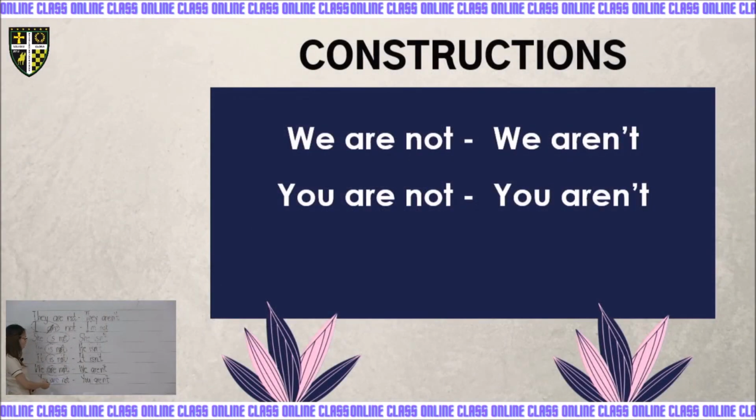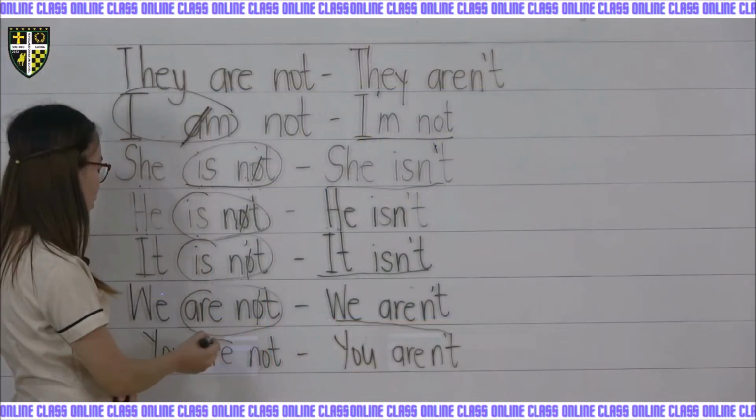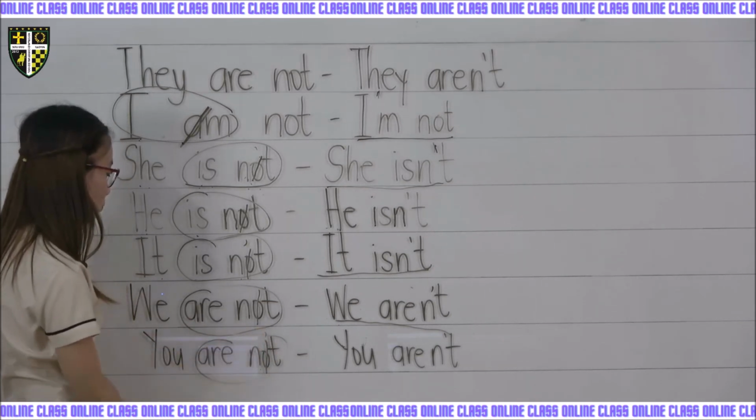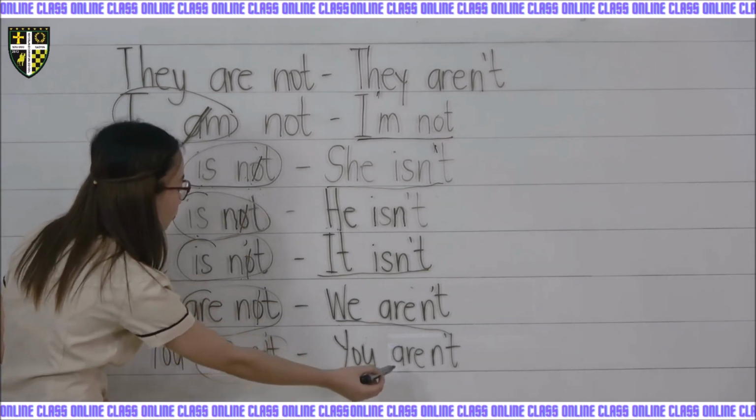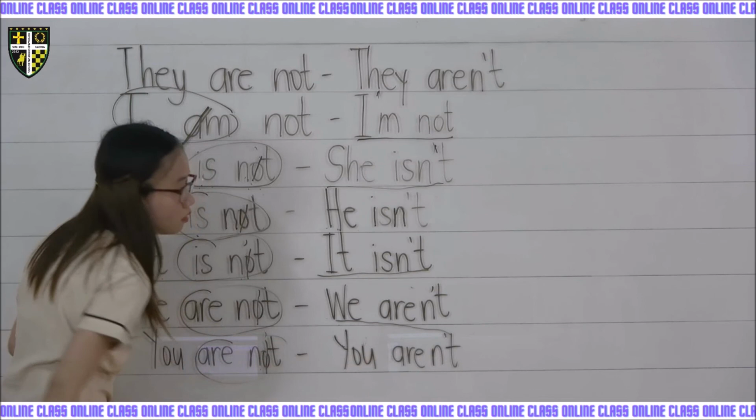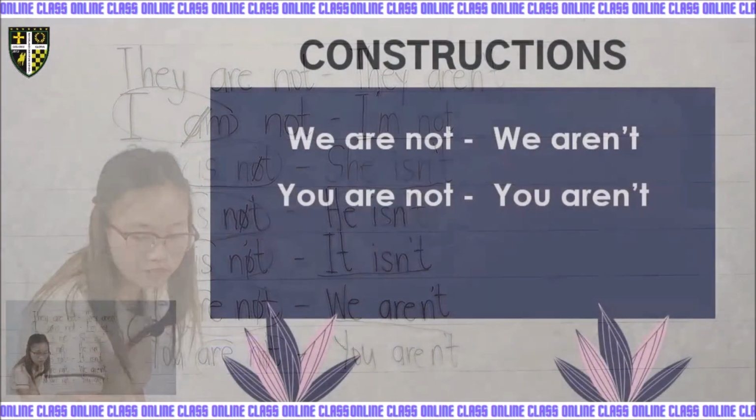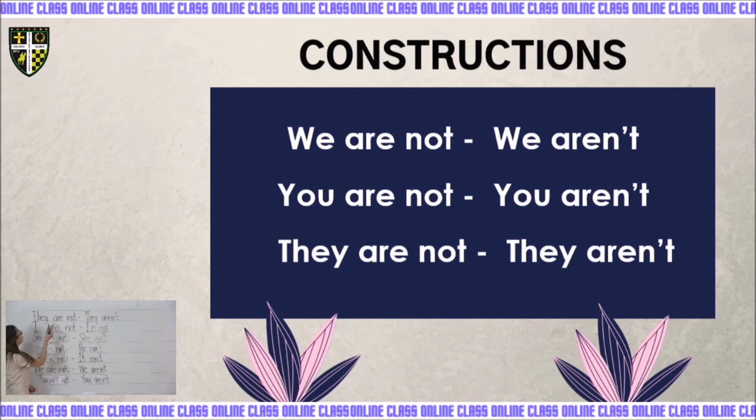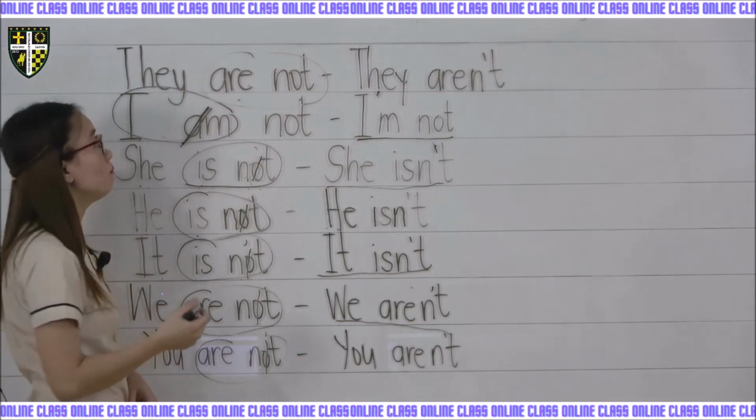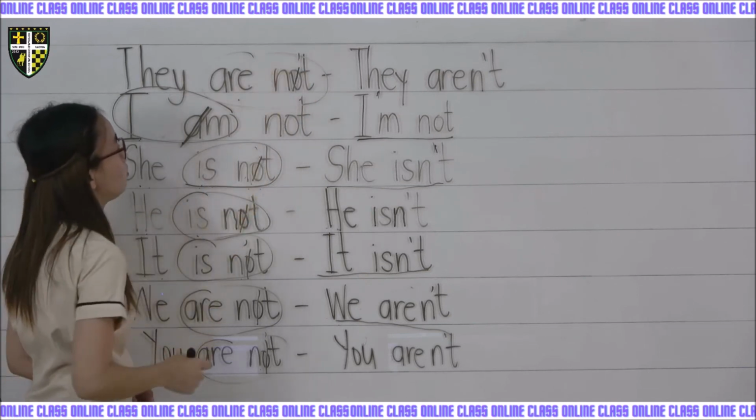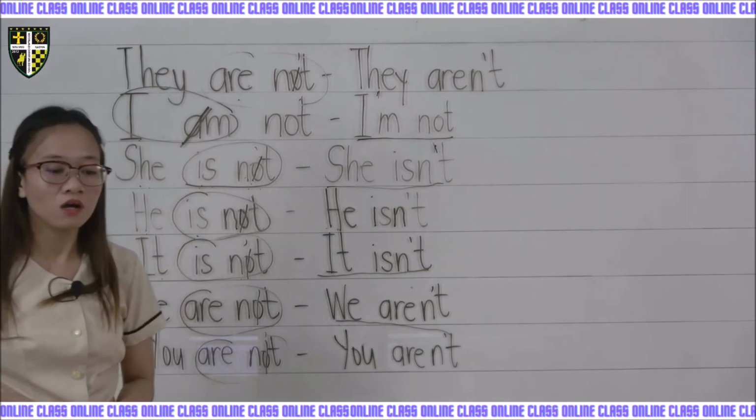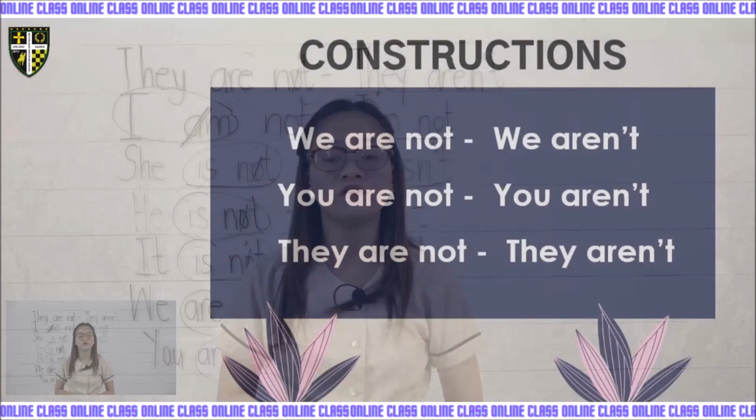Okay? You are not. So same rule, kids. Combine these two. Remove the O of the not and put an apostrophe. So it became you aren't. You are and then n apostrophe t. Remove the letter O. Okay. And the last one. They are not. So same rule, kids. All you have to do is combine the be verb and the not, but remove the letter O and put an apostrophe. It became they aren't. Okay, do you understand, kids? Okay, so that is the contractions of pronoun, be verb, and not.